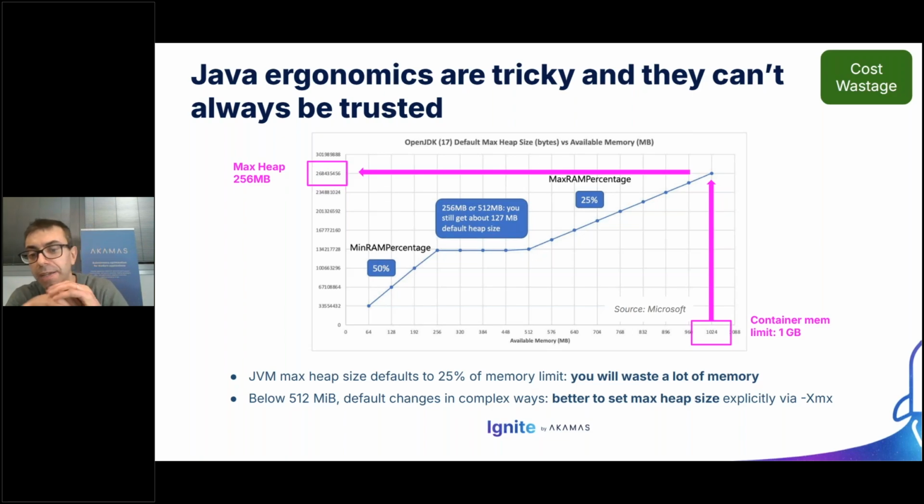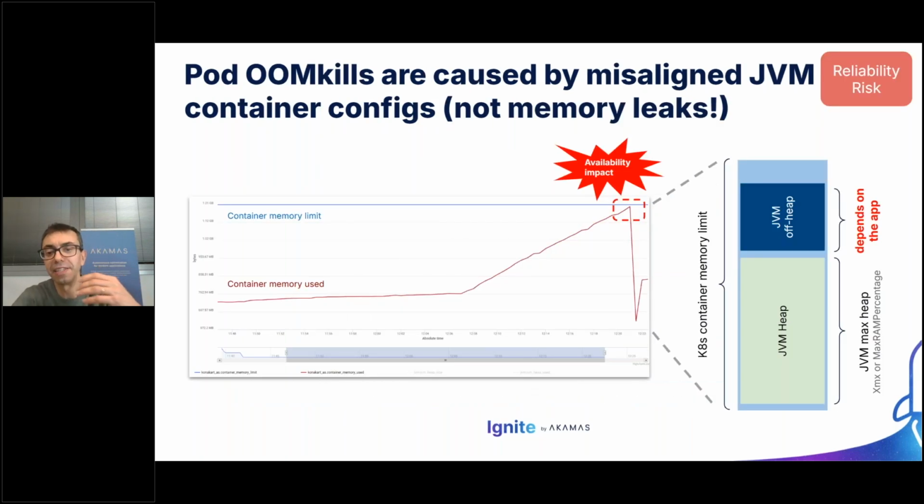As you can see in this chart, which was made by Microsoft, with a 1 gig container you will get 236 meg of RAM for the heap. So you have quite a bit of wastage in terms of memory if you don't specifically set the heap memory. And as the container gets smaller, things get even more complicated and tricky. The other thing is that the JVM does not only consume the heap memory, but it also consumes an additional part, called the off-heap memory. That is important because, as you can see in these charts, sometimes we see those kinds of memory usage.